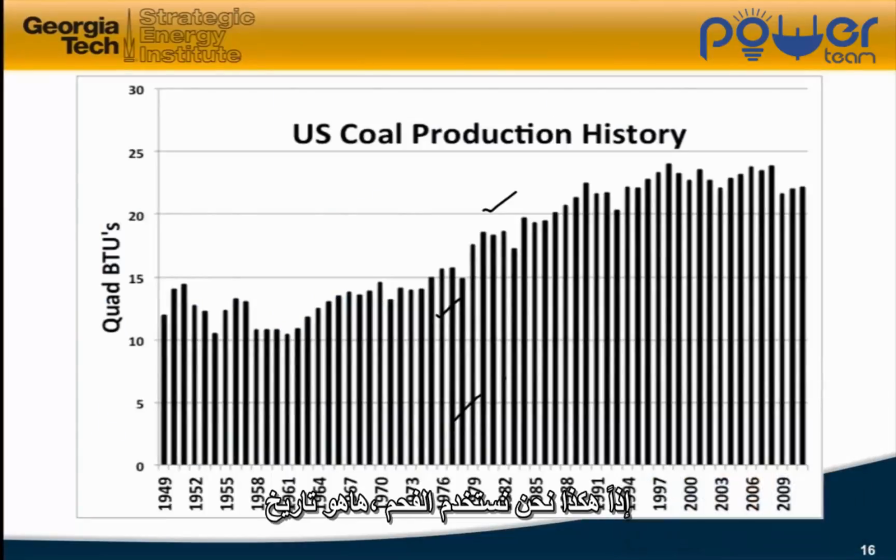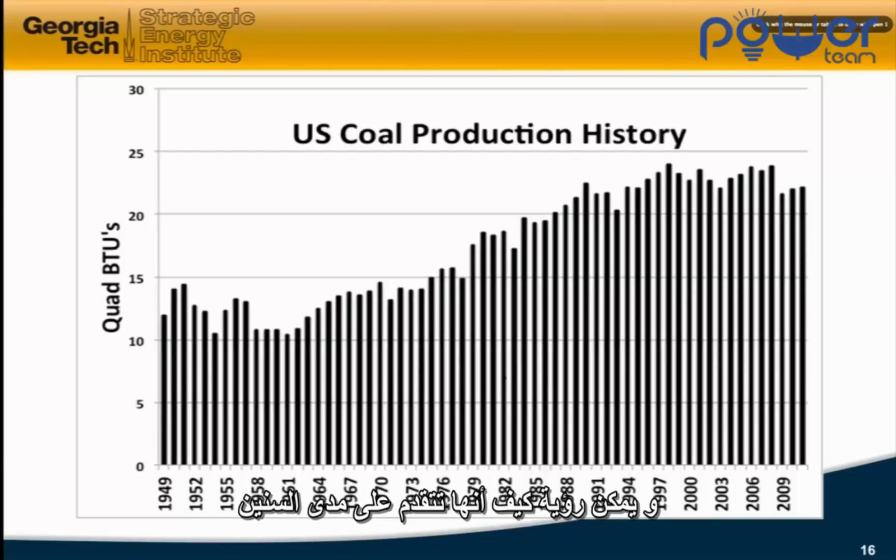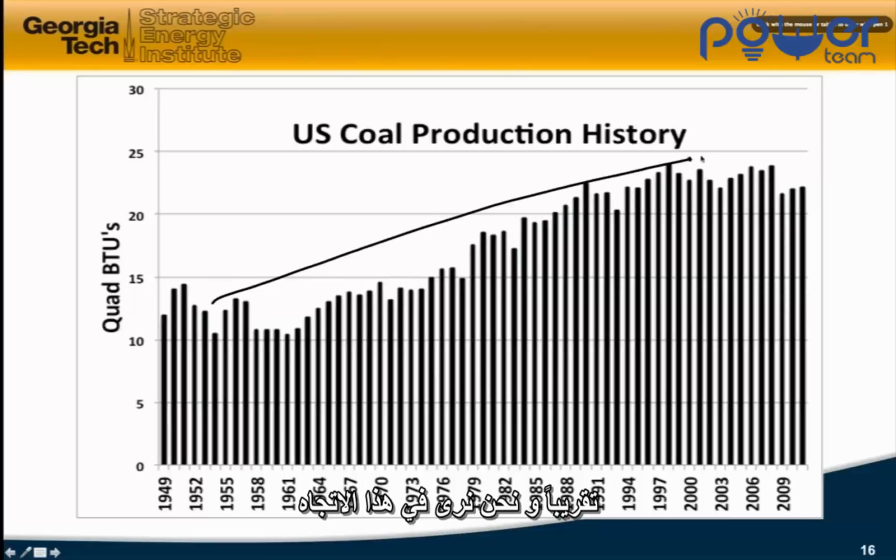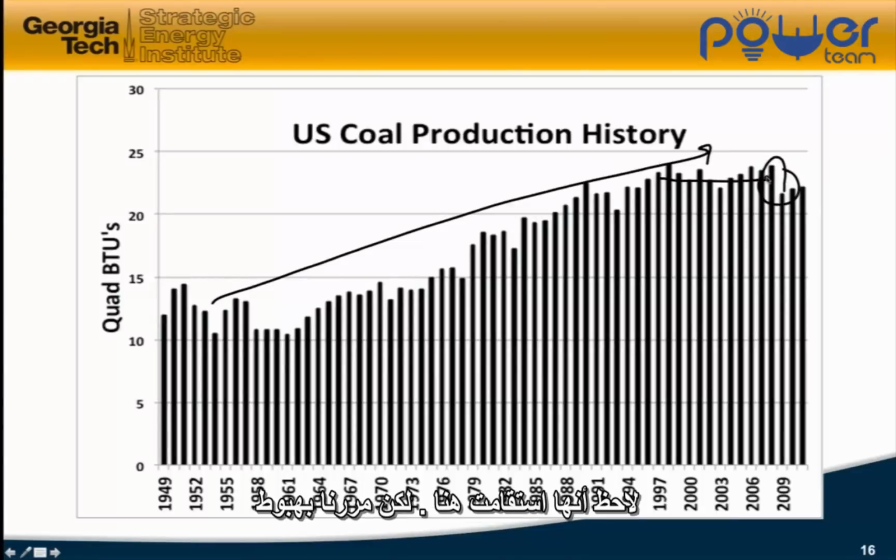Here's the production history of coal in this country from, again, about 1950 all the way up to current. And you can see it's grown slightly over time. In fact, it's more than doubled, or approximately doubled, as we look at the trend. Notice it's flattened off. We had a drop right here. Why did we have a drop? That was primarily the economy.